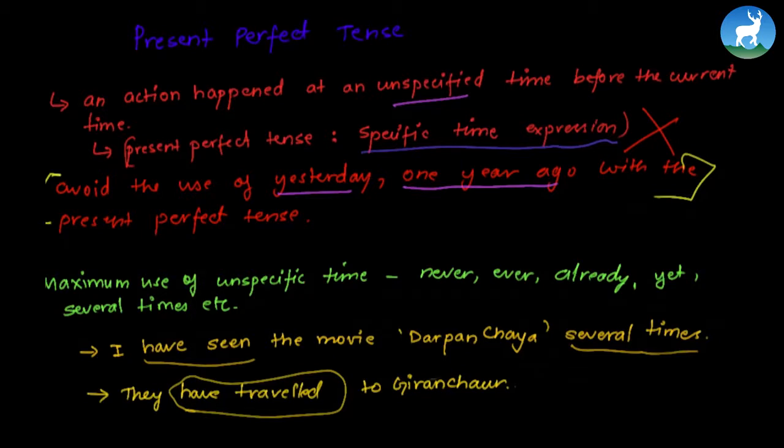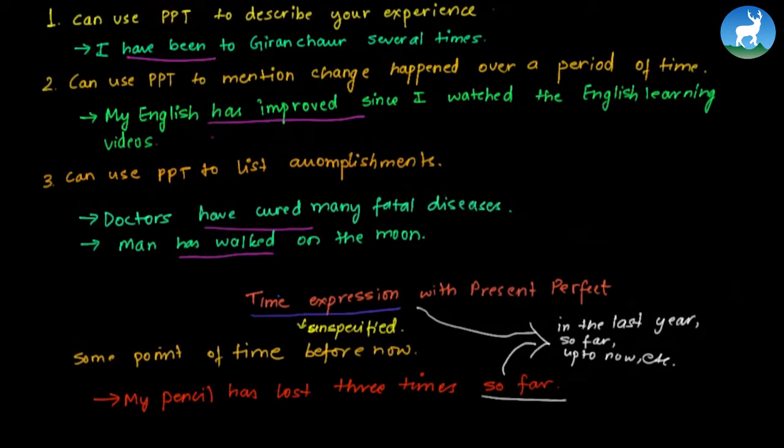Example, they have traveled to Giranchor. Have traveled to Giranchor. You've not specified the time expression here. You can also write, they have never traveled to Giranchor. This is correct as well. I have seen the movie Darpan Chhaya several times. This is the present perfect tense. Now I have listed some points where you can use the present perfect tense. You can use the present perfect tense to describe your experience. For example, I have been to Gironjor several times.